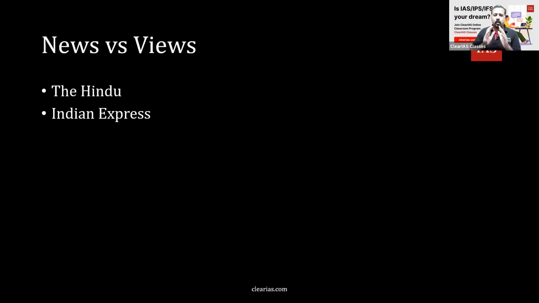Going through any newspaper, be it Hindu or the Indian Express, you should clearly know what are mentioned as news and what are mentioned as views. Only a few newspapers bring this differentiation. In many newspapers, mostly regional newspapers, they present the views of the editorial team as news. So we'll get confused about what are news and what are views. News should be separate, views should be separate.